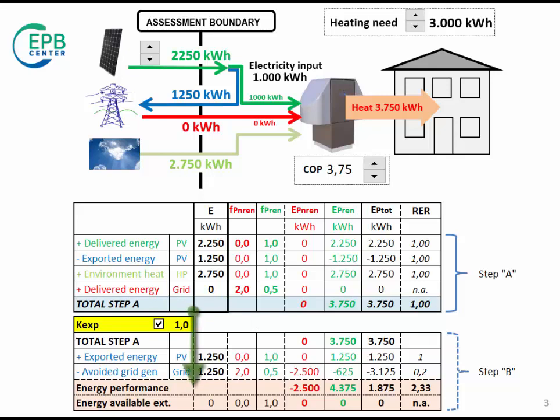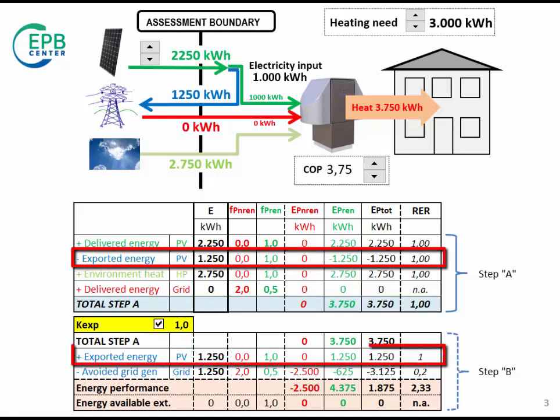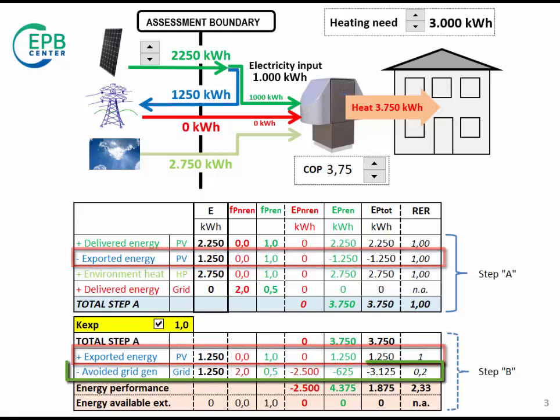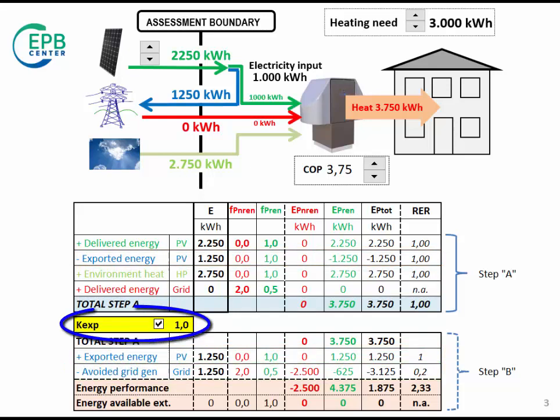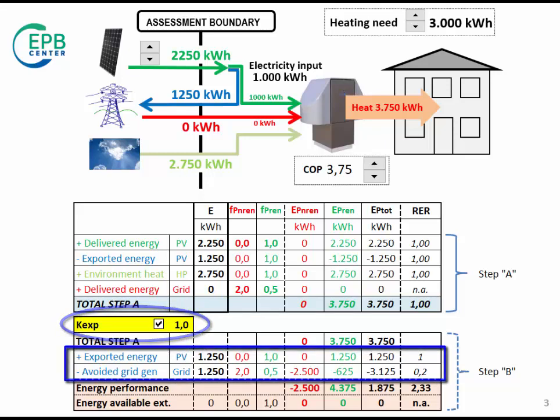To go from option A to option B, you have to first cancel the previous evaluation of exported energy, so we add a line with the opposite value here and replace it by the new evaluation. K exported is a multiplier of the difference of the two. With K exported equals 0, the difference is cancelled. With 1, it is confirmed. The amount of exported energy is the same in these two lines.